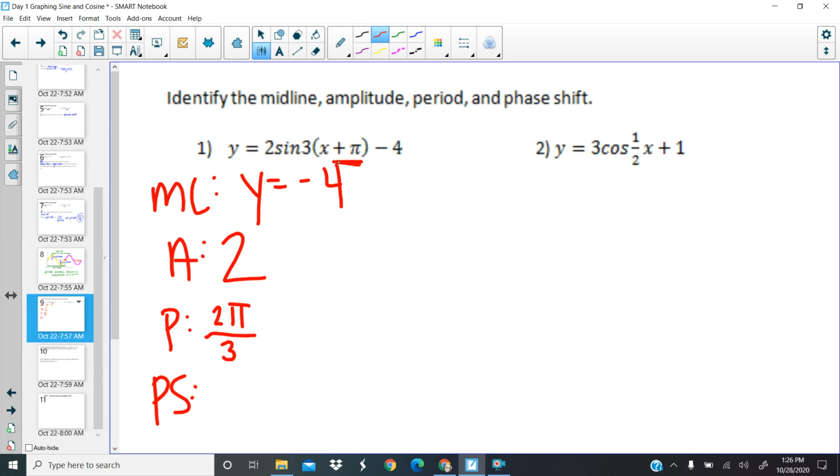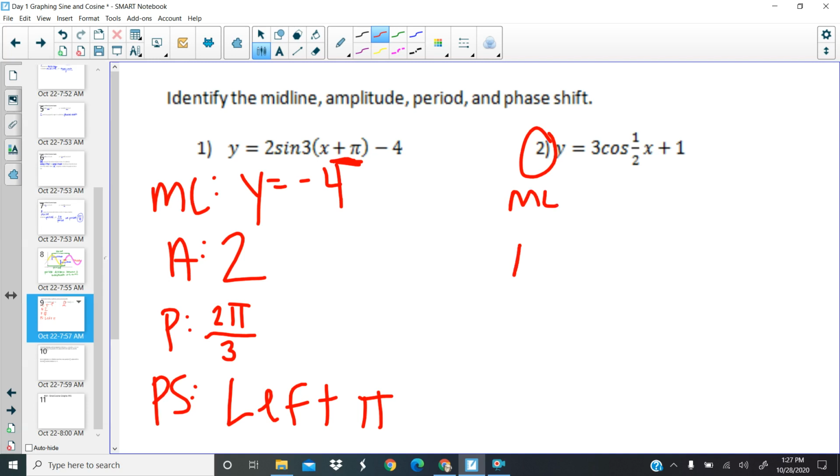If you remember from previous types of equations or previous math classes, anytime you have something added or subtracted inside those parentheses, it normally moves in the opposite direction from whatever the sign is. So the plus pi is actually going to move us to the left by pi units. So why don't you try to do number 2, and then you can unpause whenever you're ready to see that gone over.